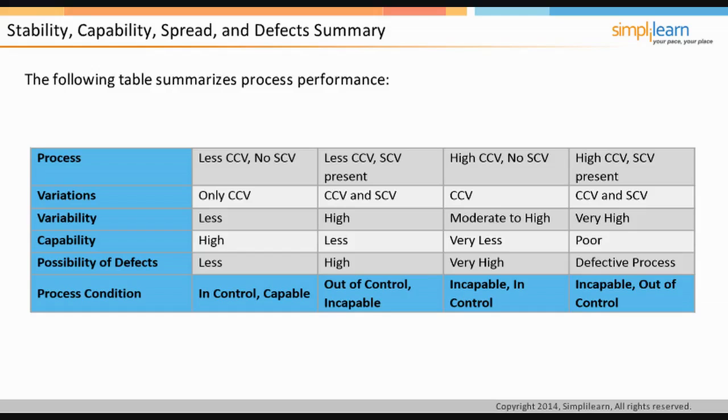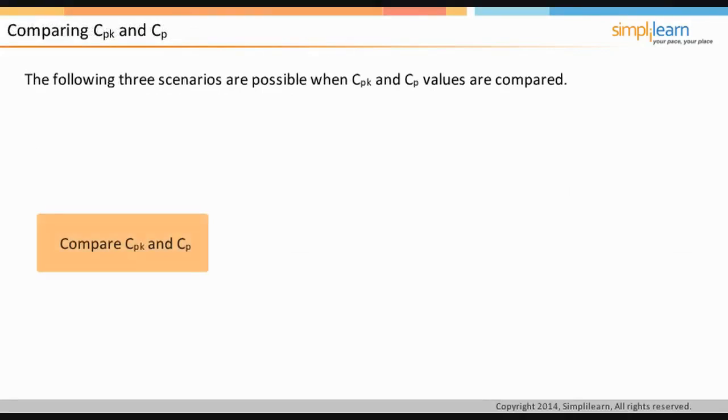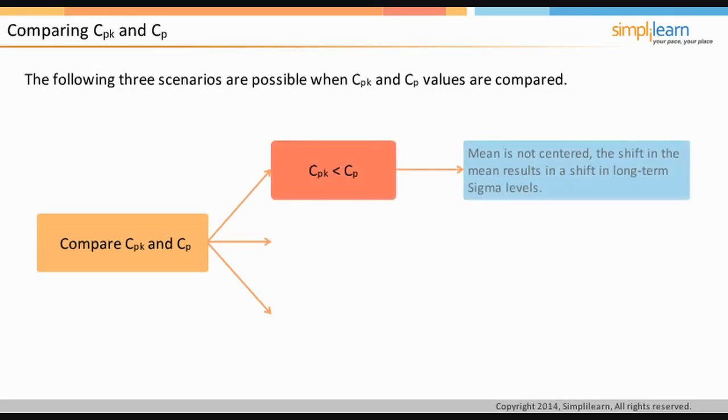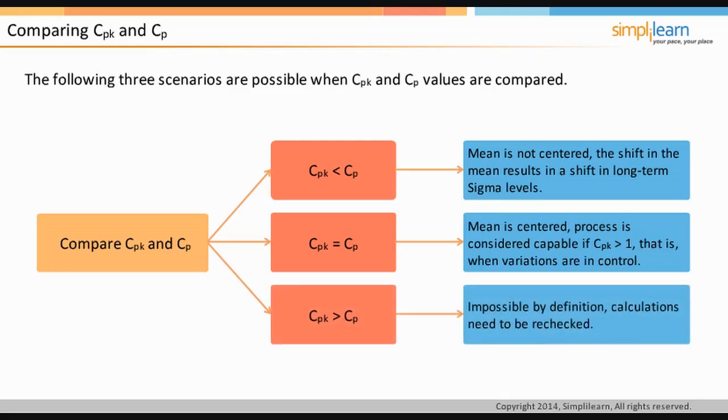In the next screen, we will compare the CPK and CP values. When CPK and CP values are compared, 3 outcomes are possible. When CPK is lesser than CP, it can be inferred that the mean is not centered. When CPK is equal to CP, the inference is that the process is accurate. The process is considered capable if CPK is greater than 1. This will happen only if variations are in control. CPK can never be greater than CP. If this situation occurs, the calculations have to be rechecked. We will look at an example problem for calculating process variation in the following screen.